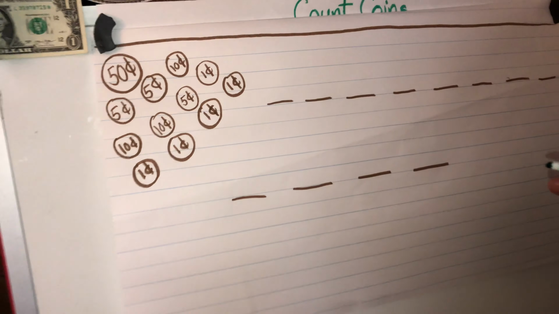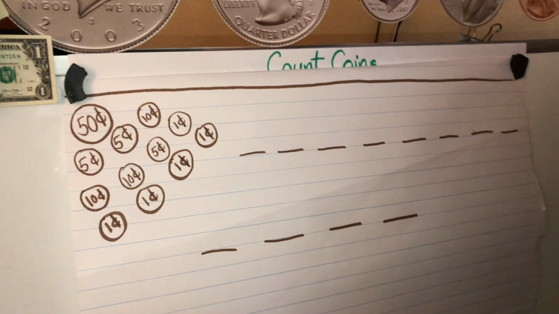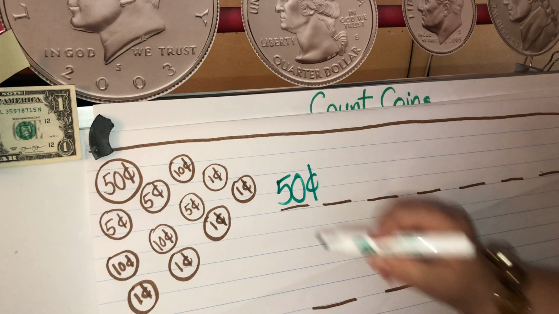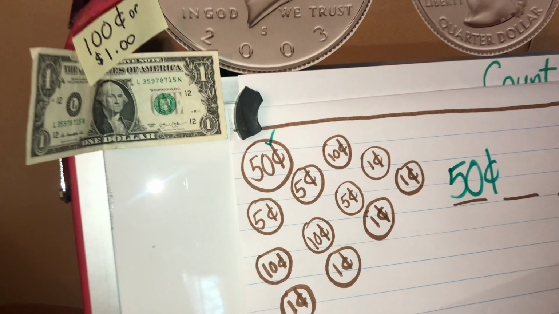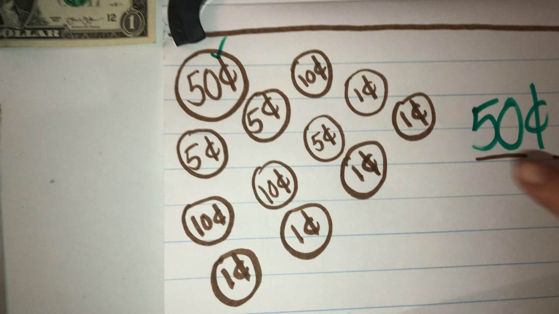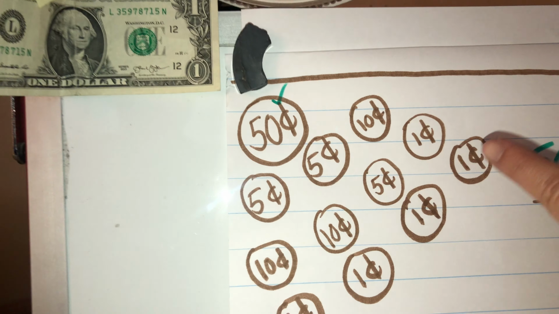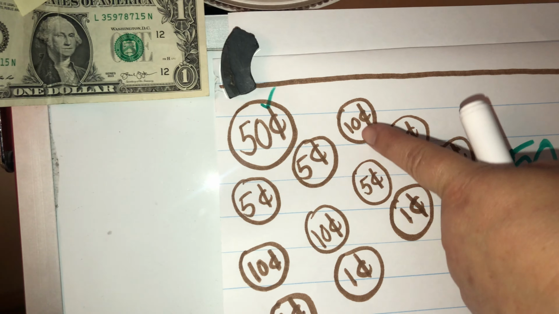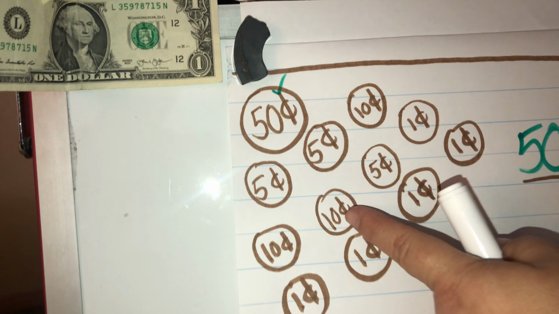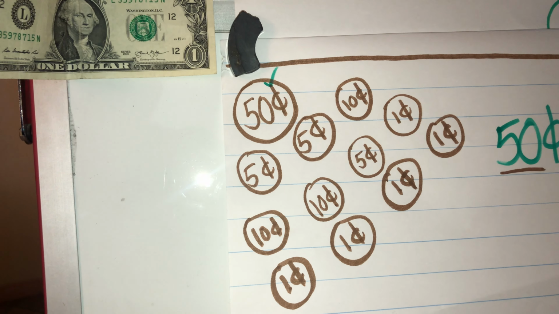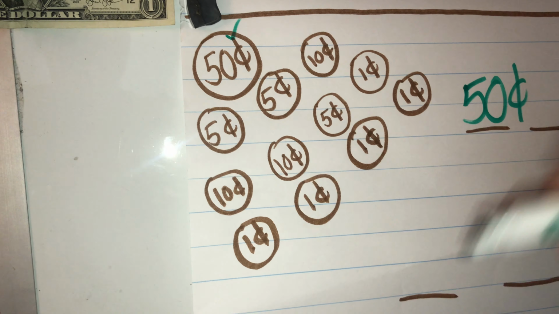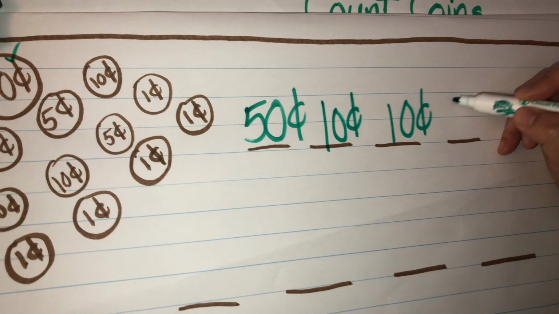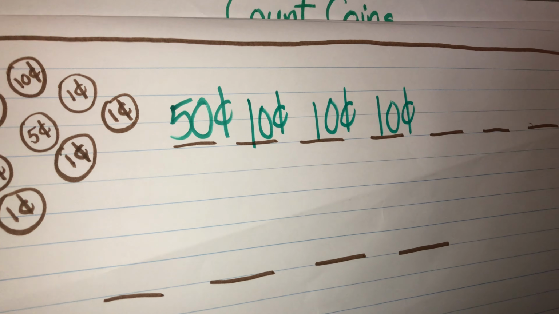So now let's put them in order. Well, I see a 50 cent piece there, so I know that one's going to go first. And I'm going to put the little check mark, so I know that I already counted that. And do you see any quarters, boys and girls? I don't, so I'm going to go ahead and move to our next coin with the greatest value, and that would be the dime. And I see 1, 2, 3, so 10 cents, 10 cents, 10 cents.